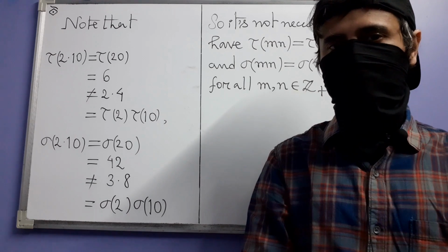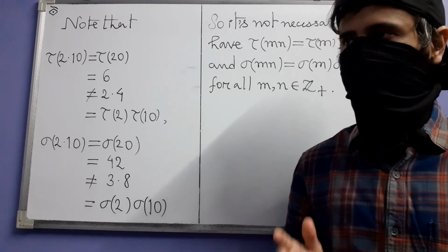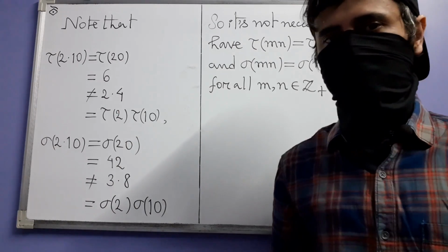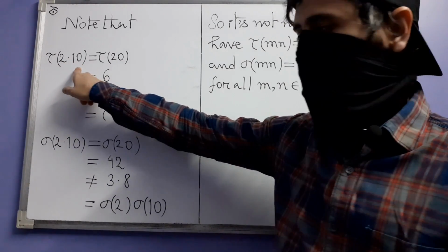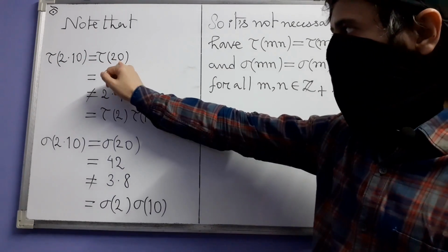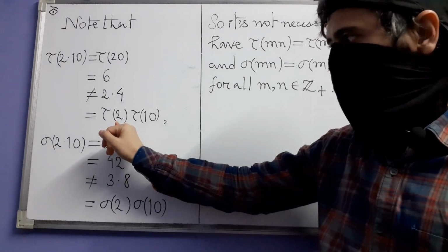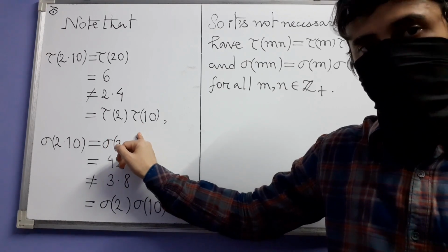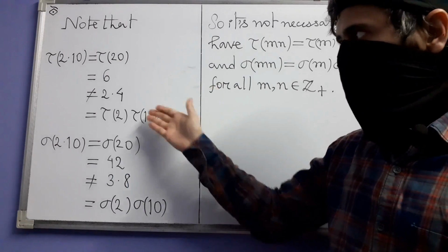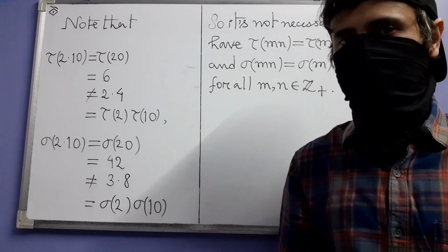Recently we proved some very nice formulas for our arithmetic functions tau and sigma. Let us next see something not so nice about these functions. Consider the two positive integers 2 and 10. Say we apply the function tau on their product. That is tau of 20, which is 6. On the other hand, if you take the product of tau of 2 and tau of 10, you get something else, you get 8. We would have liked to have equality, but unfortunately that's not the case.